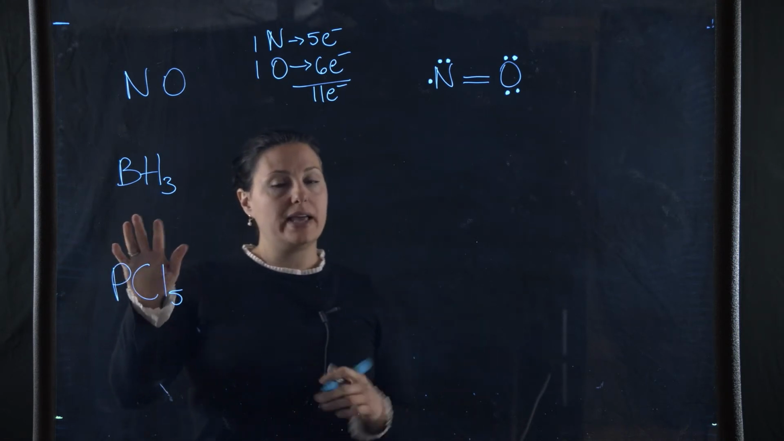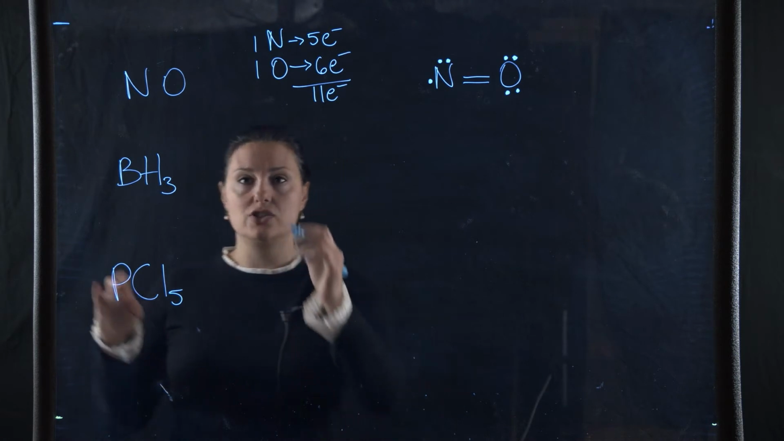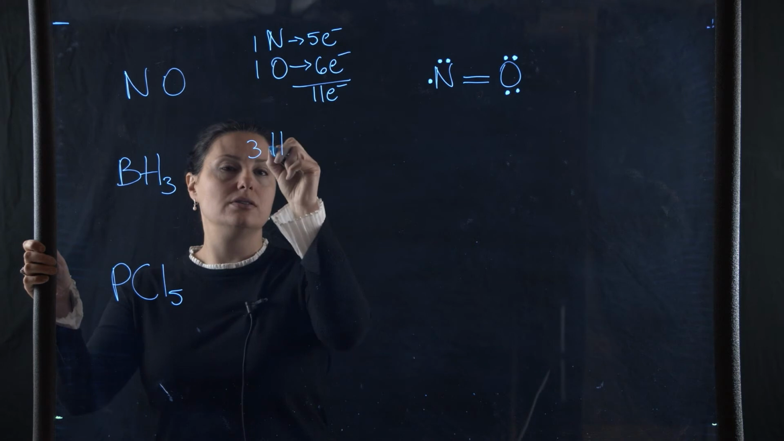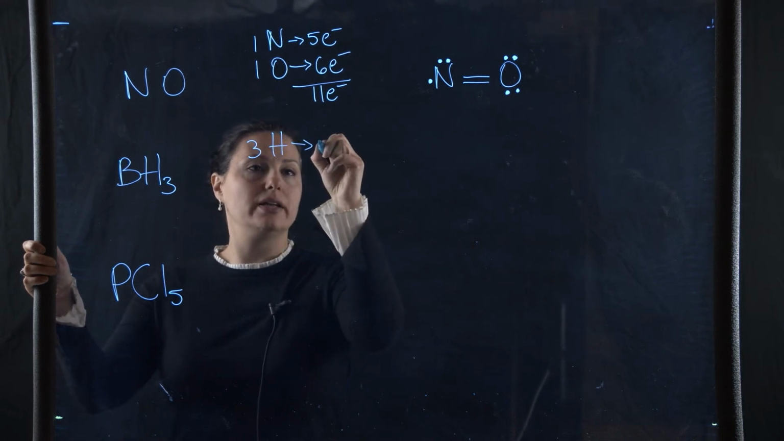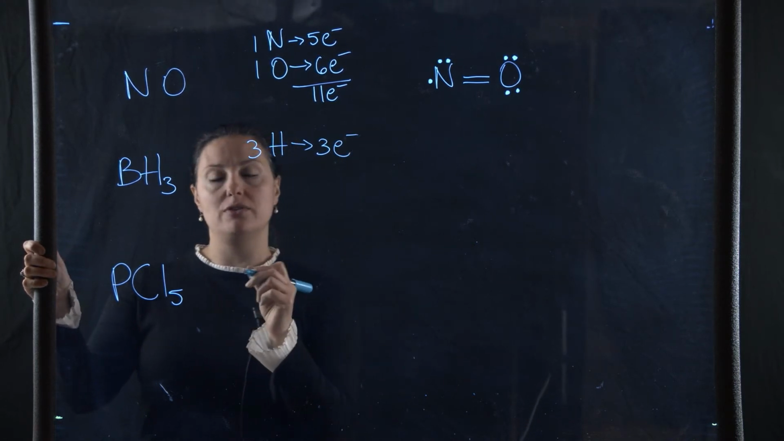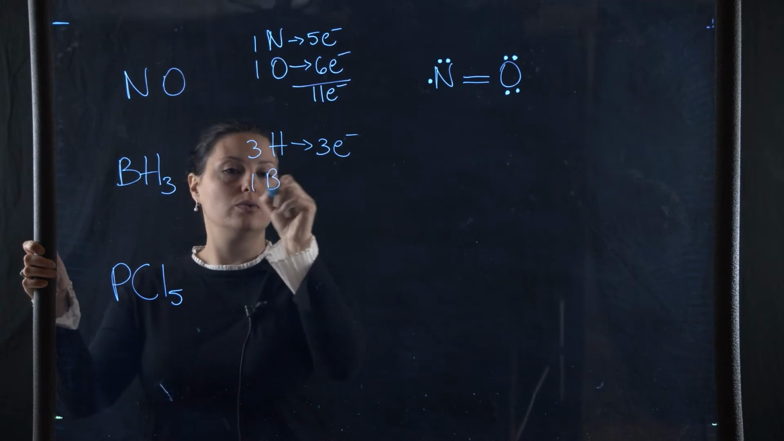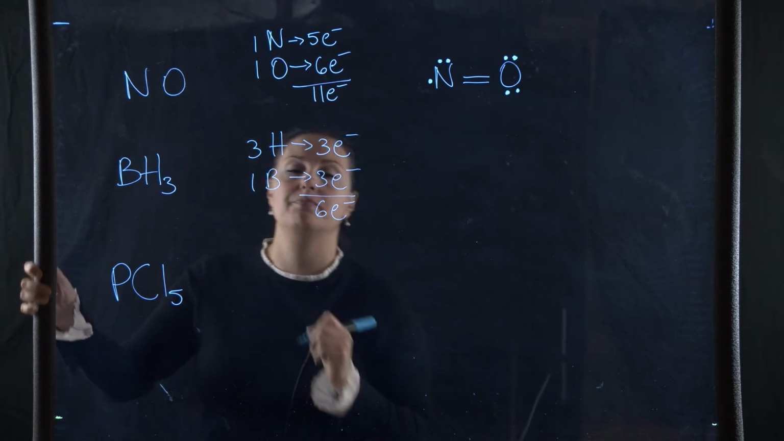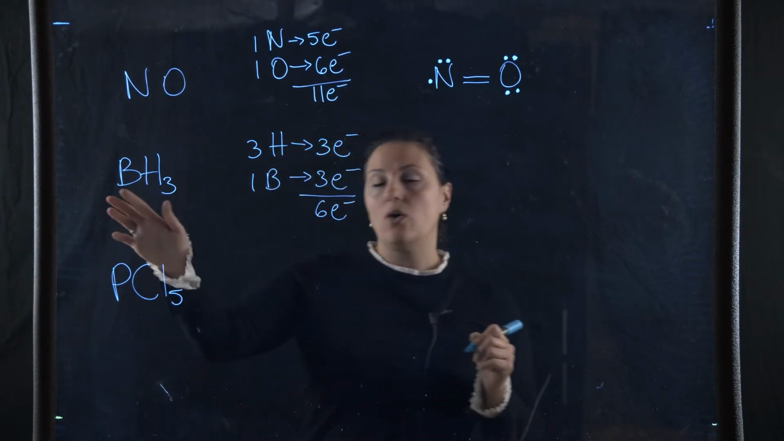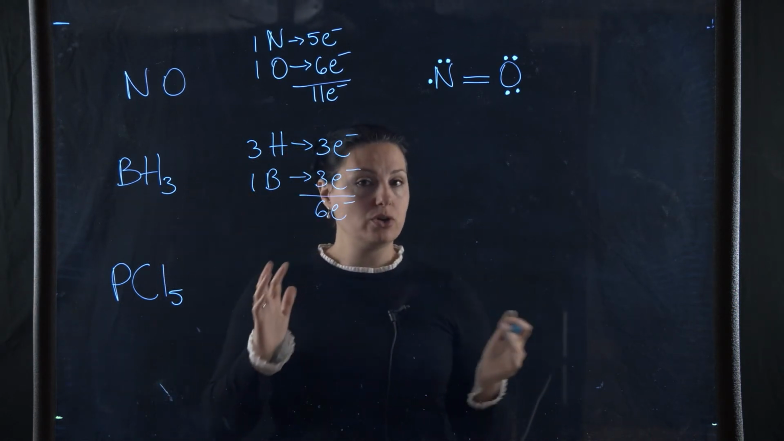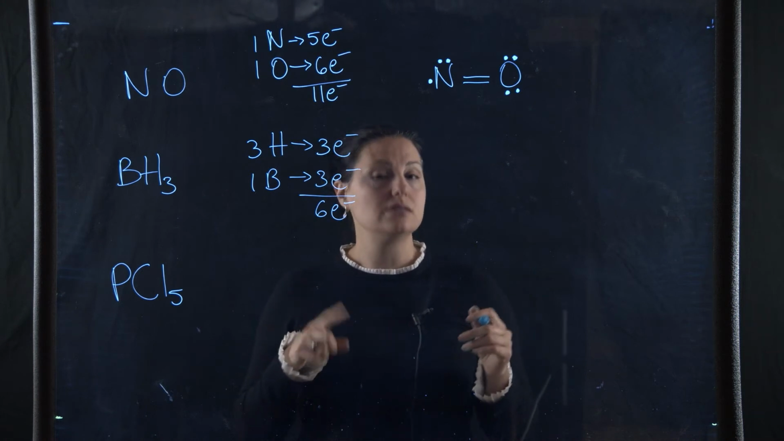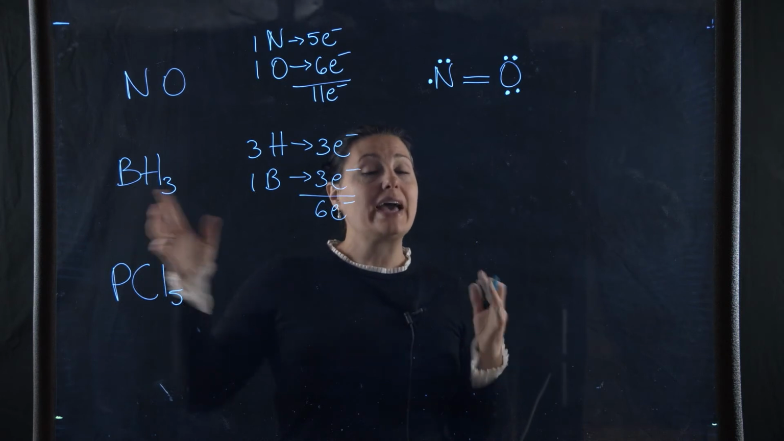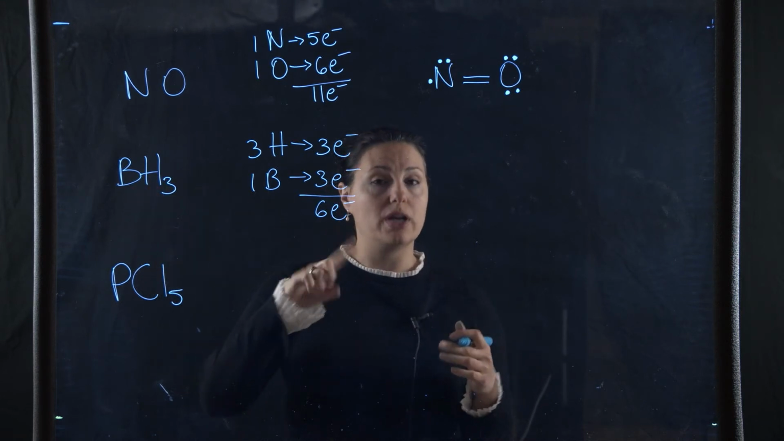Let's look at the one that can live with less than 8 electrons. I have boron and I have 3 hydrogens, each one giving me 1 electron. So 3 electrons from the 3 hydrogens. 1 boron will give me 3 electrons as well, for a total of 6 electrons. That's all I've got. Now, once again, hydrogens are terminal. They bond only once with 1 atom. And I have what I have the least of, so I have 1 boron to 3 hydrogens.